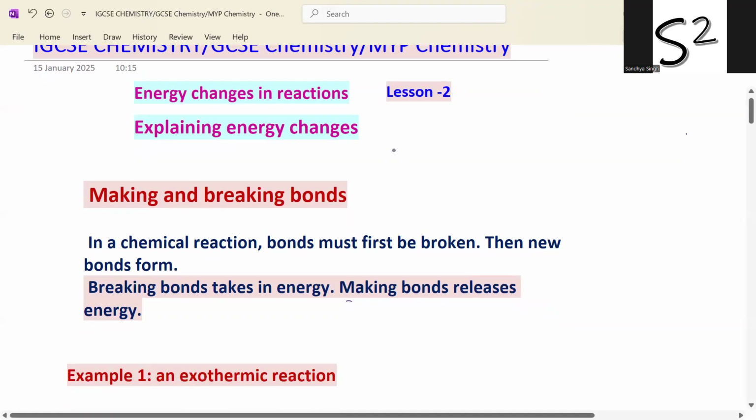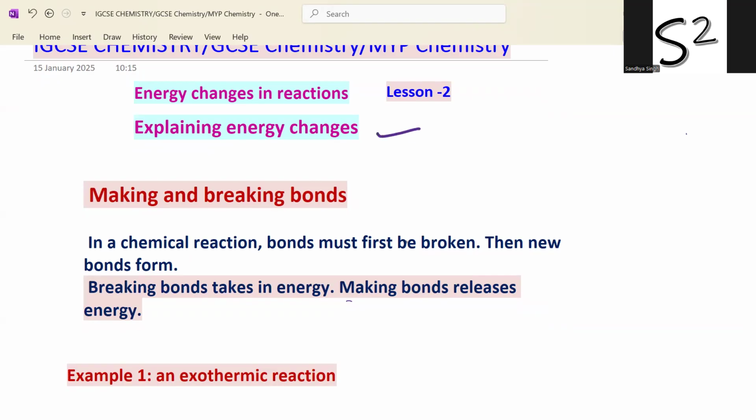Let's discuss the phenomena of energy changes. Let's explain energy changes: making and breaking bonds. Students, in a chemical reaction, bonds must first be broken, then new bonds form. Whenever any reaction occurs, initially it needs to break the bonds, then new bonds form.